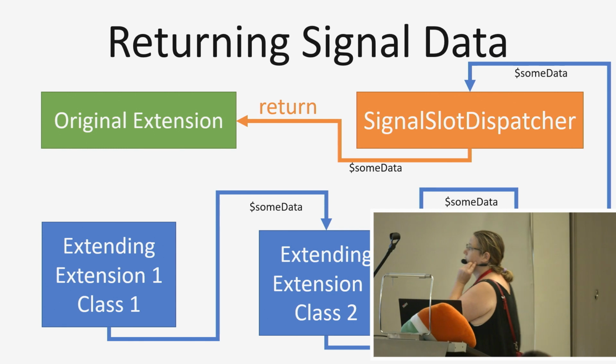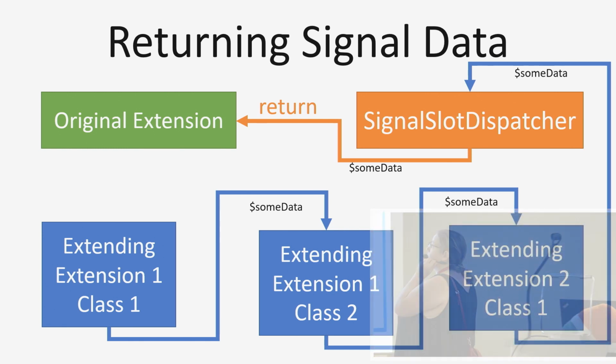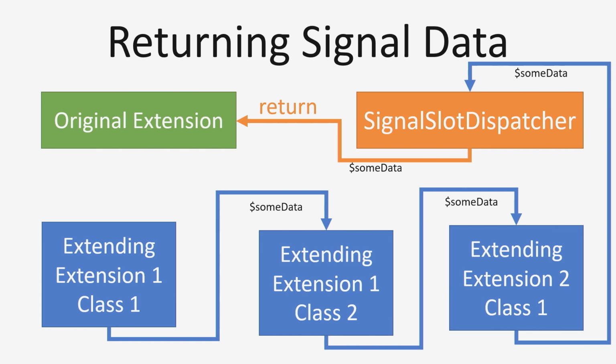If I'm working with changing data, the following will happen. The first slot will return an array. The signal slot dispatcher will only check whether I really returned an array and whether the array has the right number of elements in it, but will do no more sanity check than that. And then the output gets inputted into the next slot and into the next slot, and in the end the data changed by the last slot will be returned to the original extension.